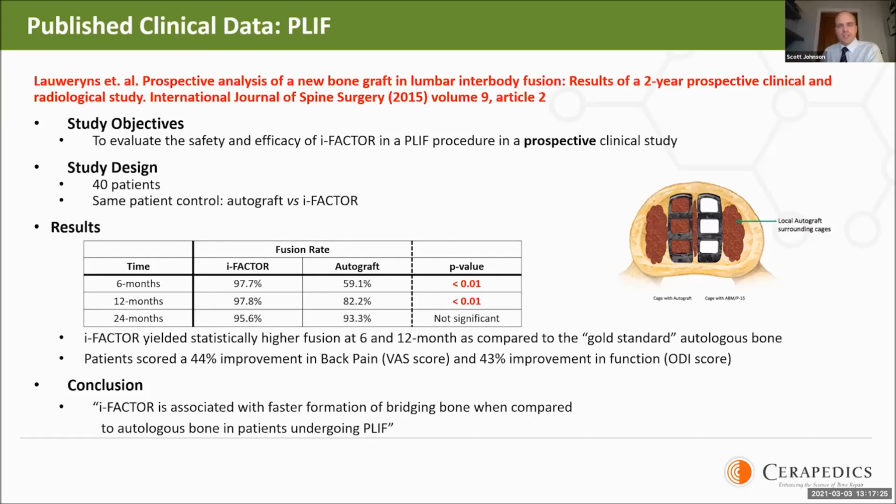And then at 12 months, that statistical difference was maintained. Again, iFactor still very high fusion rates compared to autograft, which is gradually catching up, but still behind at 82%. It's not until 24 months post-op that the autograft group catches up with the iFactor group. So extremely compelling evidence that iFactor is yielding higher fusion rates and a higher capacity to form bone compared to autograft.